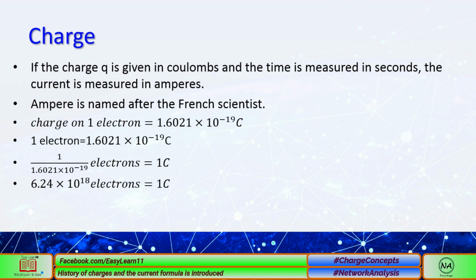If the charge q is given in coulombs and the time is measured in seconds, the current is measured in amperes. Current is measured in amperes, charge in coulombs, time in seconds. So these are the units. Ampere, A-M-P-E-R-E, is the name of the scientist, and we are just going to use A for simplicity. Charge on one electron.